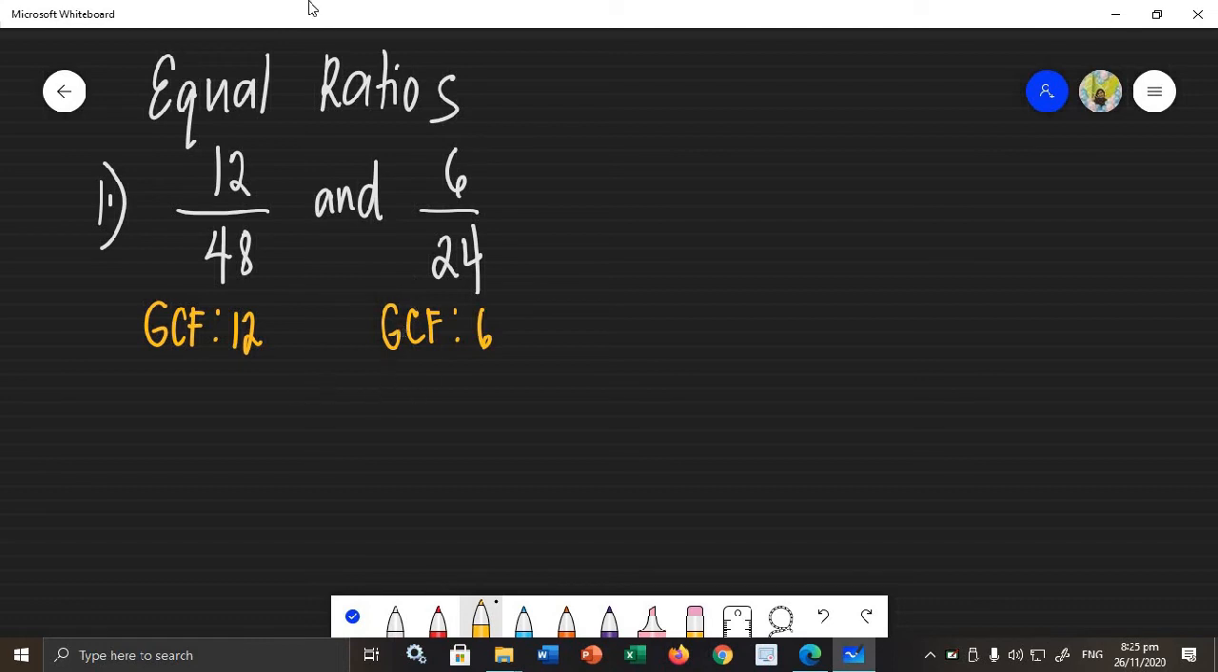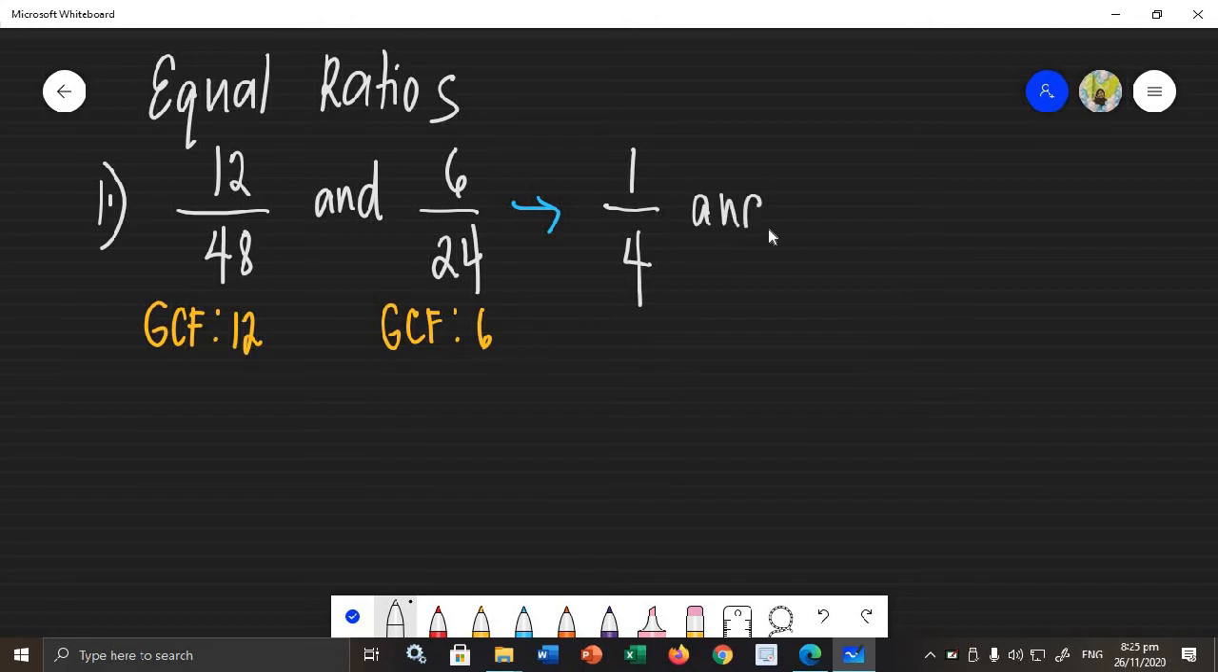Okay? And then right after getting the GCF, let us rewrite our ratios. So, 12 over 48, using the GCF, ang lowest term na niya ay magiging 1 over 4. Kasi 12 divided by 12, that is 1. 48 divided by 12, that is 4.